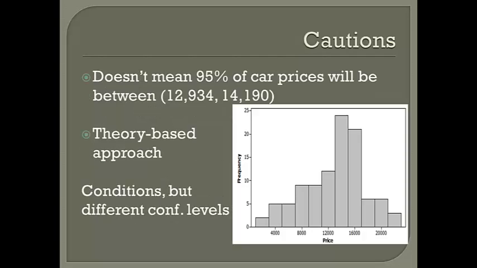Now here's a big caution, a real common mistake that students make. This confidence interval does not mean that 95% of Honda Civic prices on the internet are between $12,900 and $14,100. Just take a look at the data set there in the histogram. You can see that there are used car prices down as low as $3,000 or $4,000 all the way up to well over $20,000. This confidence interval is saying we're 95% sure that the true average is between $12,900 and $14,100, not where the bulk of the data, the bulk of the car prices actually lie.